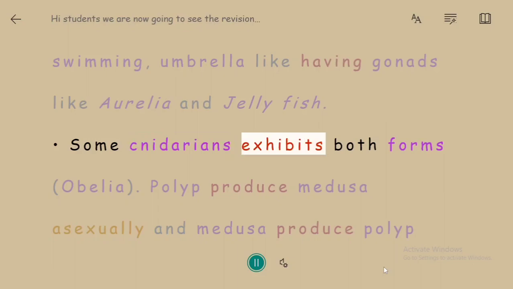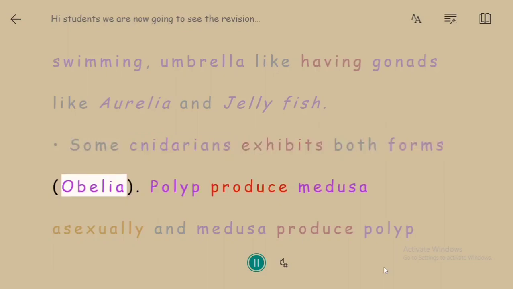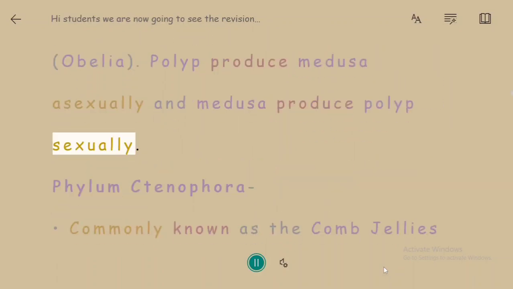Some cnidarians exhibit both forms, like Obelia. Polyp produces medusa asexually and medusa produces polyp sexually.